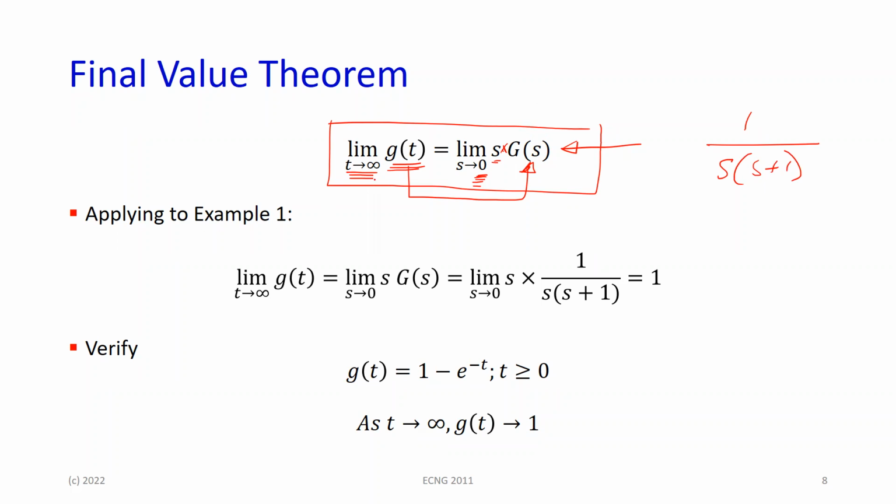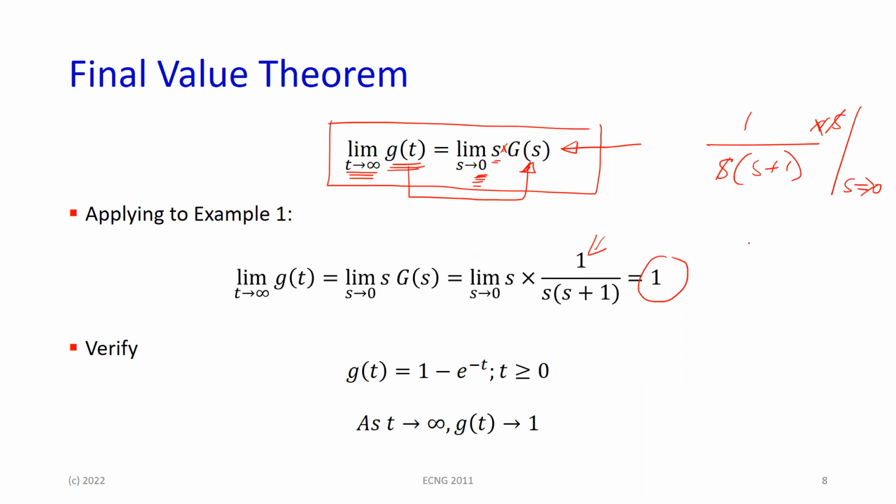So, what we want to find is the final value of that. In other words, what happens to g(t) as t goes to infinity? According to this, we have to multiply this by s and set s to 0. If I do that, notice that the final value of that system is 1. So in other words, as t goes to infinity, the final value of the system is 1, and we are evaluating that all in the Laplace domain.